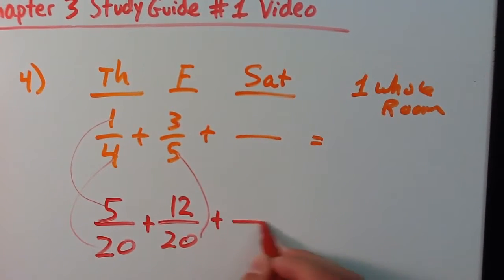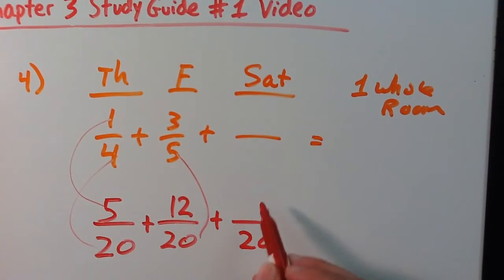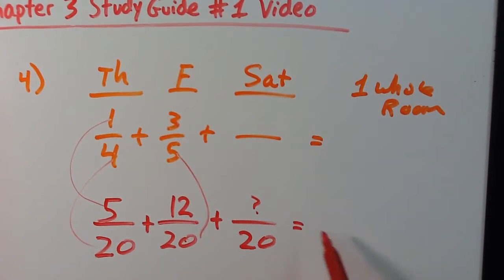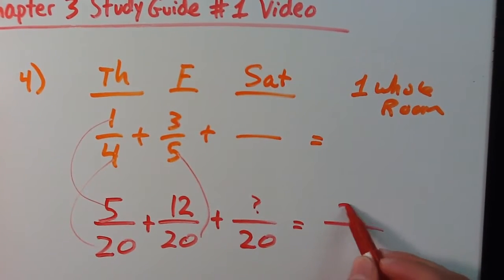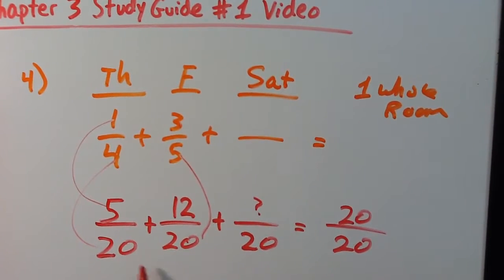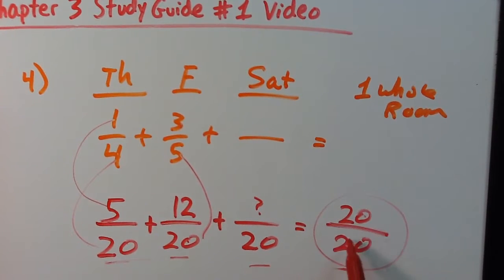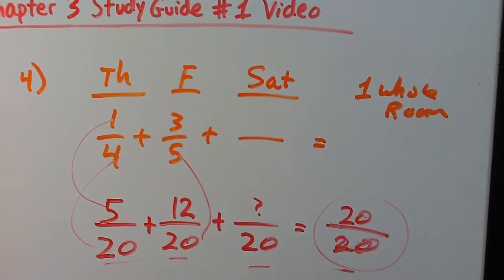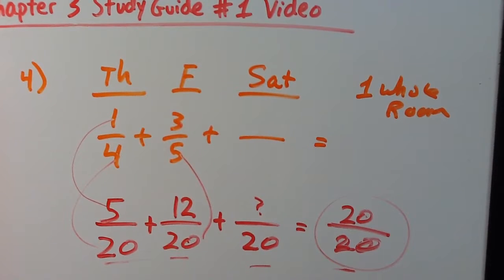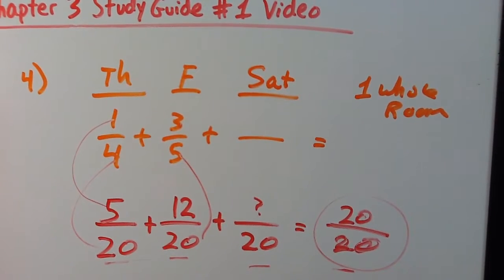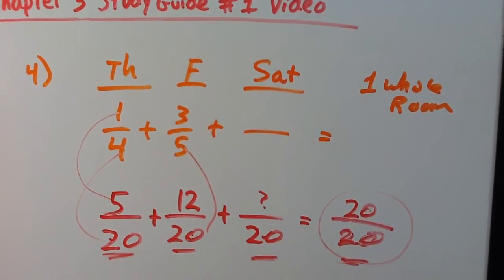So on Saturday, how many 20ths did she clean so that she cleaned one whole room, or 20 over 20, right? Because all of our bottom numbers are 20, and would you agree that 20 over 20 is just an equivalent fraction for 1, right? We could say 20 divided by 20 is 1, right? 1 whole. In this case, the whole is the room. And because we're adding fractions, we keep the bottom number the same, right? Bottom number stays 20. And all we're doing is adding the top numbers, right?